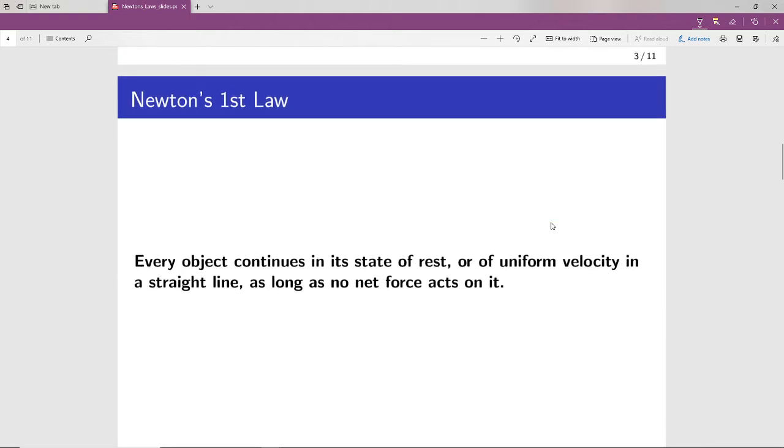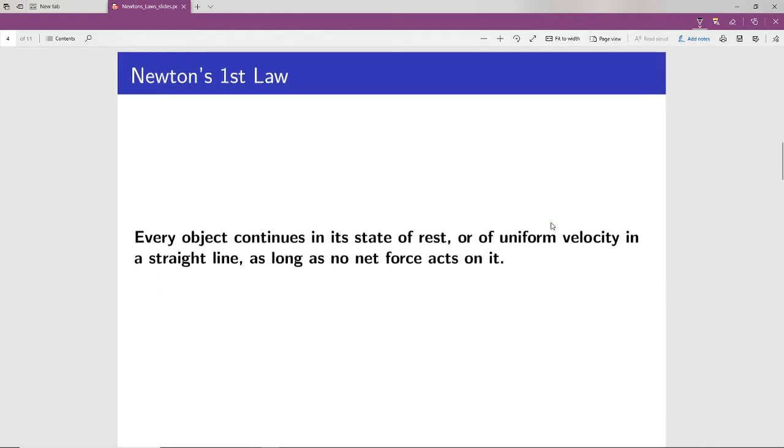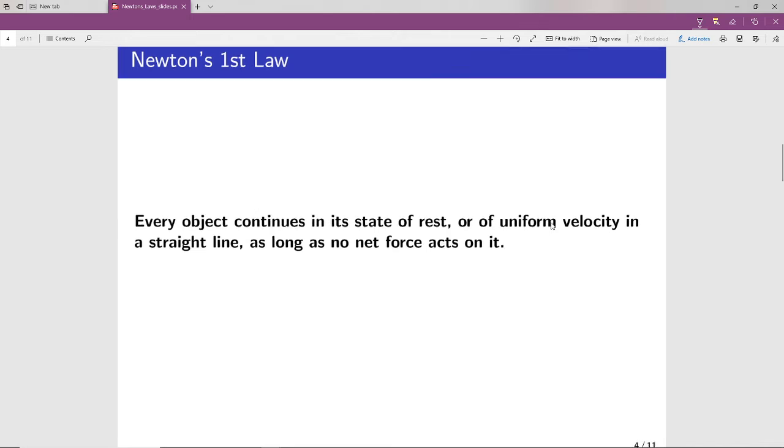So, Newton's first law: every object continues in its state of rest or of uniform velocity in a straight line as long as no net force acts on it. So this is the definition as described in your textbook. What does this mean?